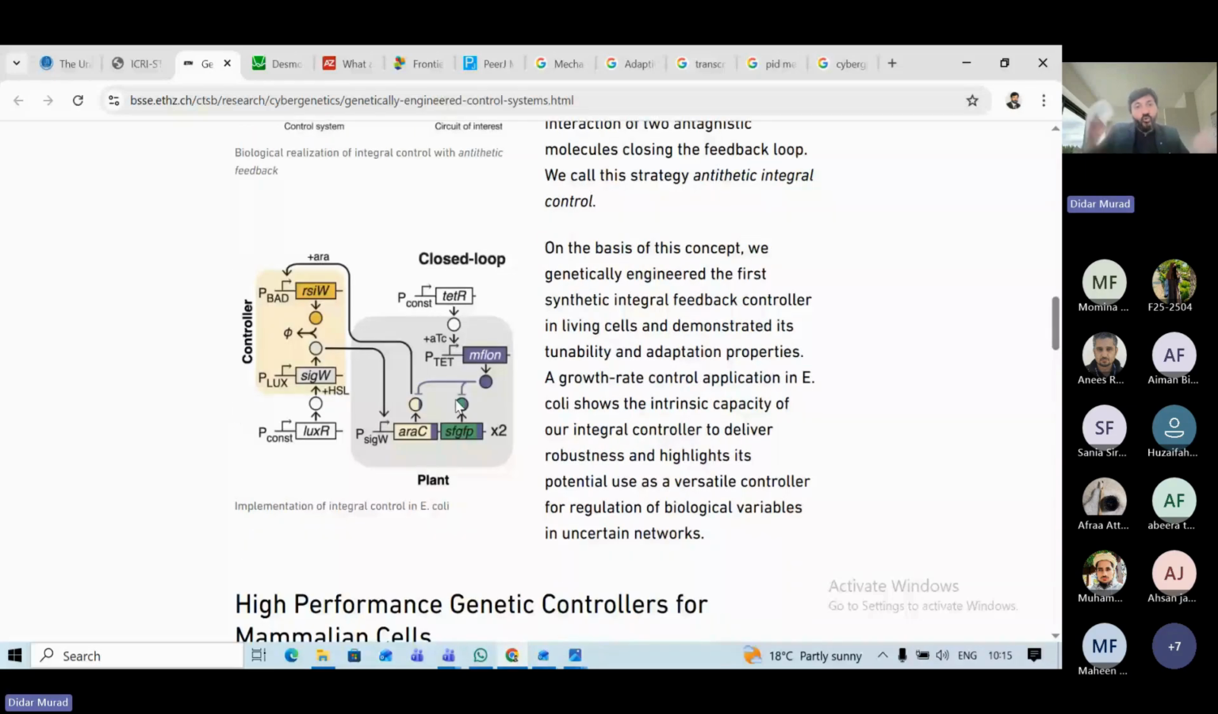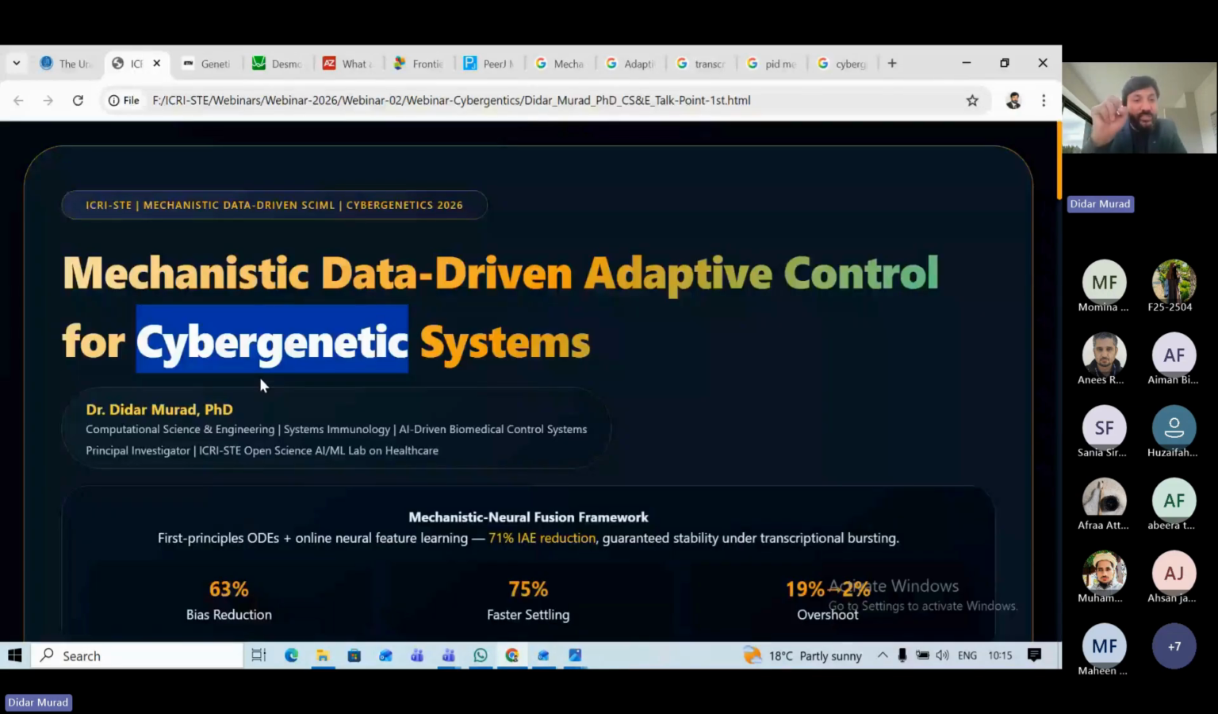There is a concept of closed loop. Our biological system is always working in a closed loop. These ideas are control mechanisms, and they are related to cybernetics. As a result, we can say cybergenetics is an interdisciplinary area. It involves systems biology, synthetic biology, genetic information, and control mechanisms. That is known as cybergenetics.